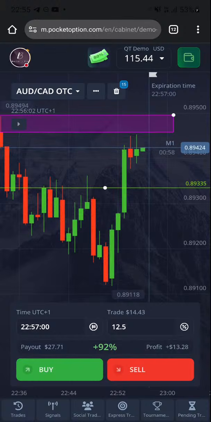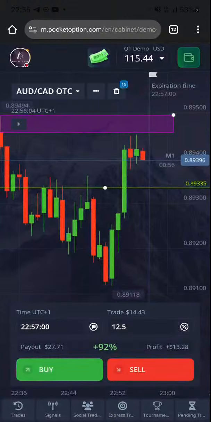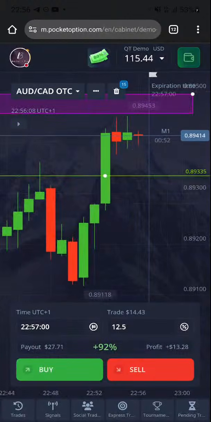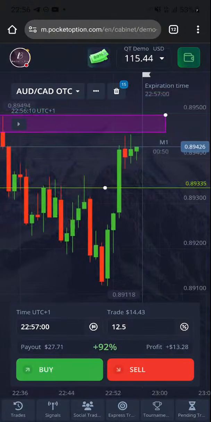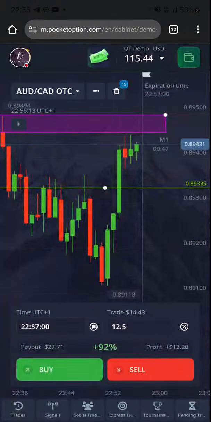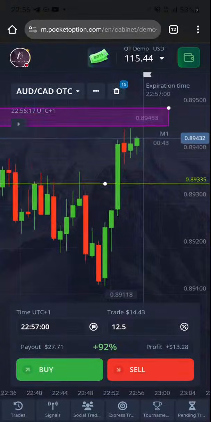You see, round numbers, just like our friend mentioned the other time, there are psychological levels. You understand? Now, they act as support and resistance in the market sometimes when price gets to a certain area. Let me give you the example.